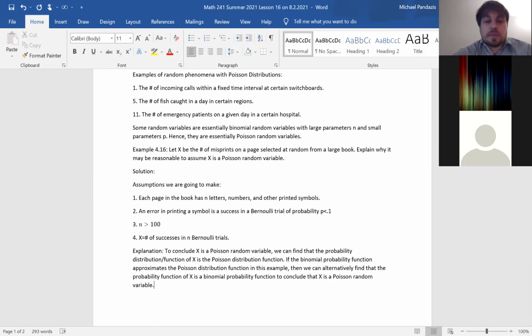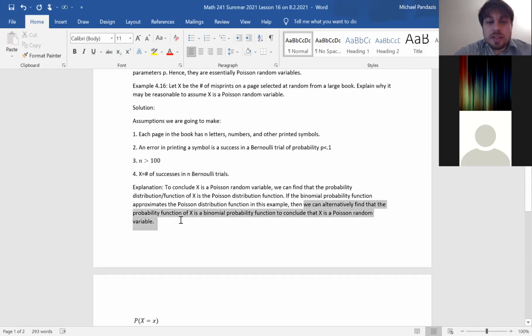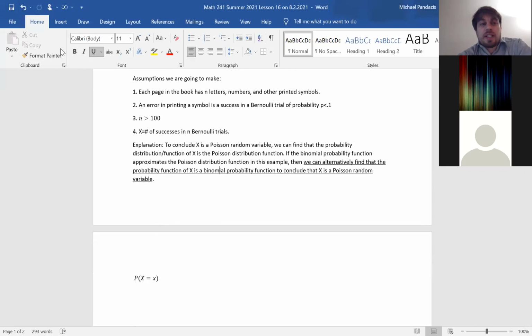Okay, so I'm going to underline this because this is the goal of what we're doing here. We can alternatively find that the probability function of X is a binomial probability function, and that means that first we conclude that X is a binomial random variable. But then, if in this case we find that the binomial probability function approximates the Poisson distribution function, is approximately the same, then by concluding it's a binomial random variable, it's also a Poisson random variable. And then we are done, okay? And so that's the goal, as explained by the explanation.